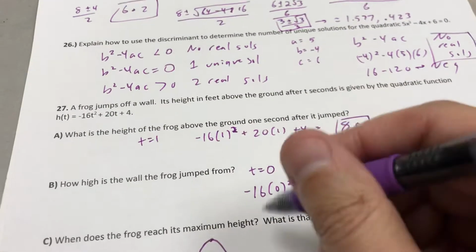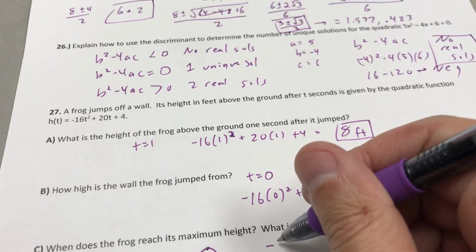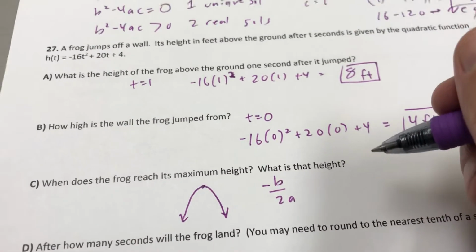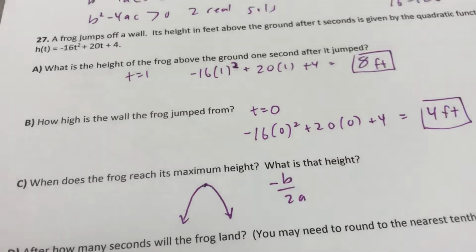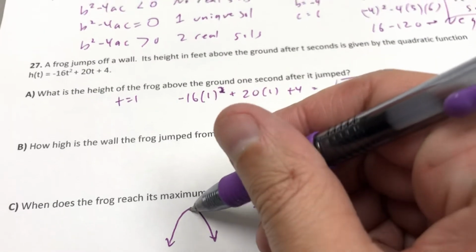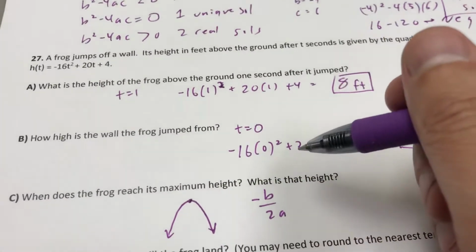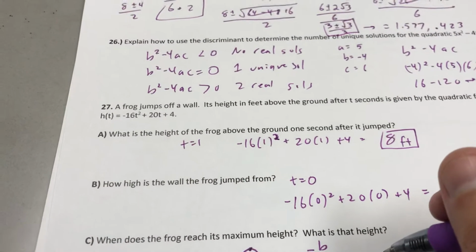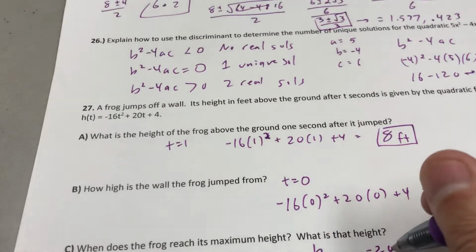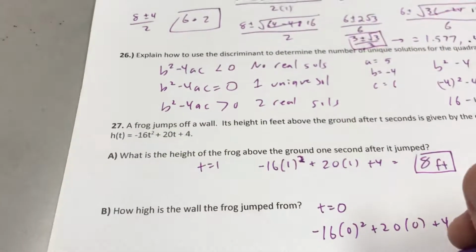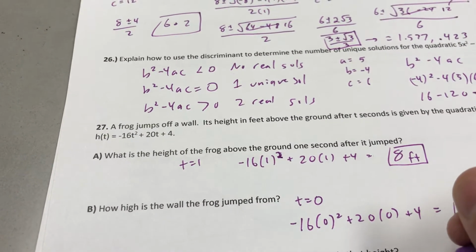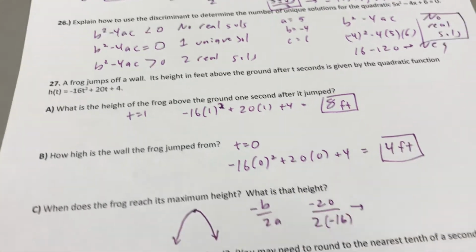That's going to occur at the vertex, and we know that the vertex is negative b over 2a. Now, normally that's the x coordinate. They're using a t instead of an x here, but remember, that's the input variable. You've got two coordinates, an x and a y, or in this case a t and an h. So for the formula here, negative b is going to be negative 20 over 2 times the a value, 2 times negative 16.